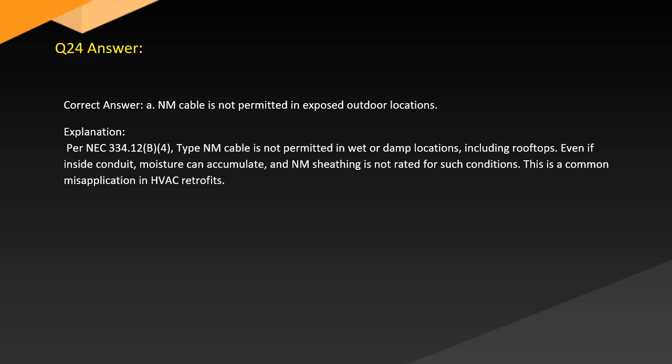Answer. Correct answer: A. NM cable is not permitted in exposed outdoor locations. Explanation. Per NEC 334.12(B)(4), Type NM cable is not permitted in wet or damp locations, including rooftops. Even if inside conduit, moisture can accumulate, and NM sheathing is not rated for such conditions. This is a common misapplication in HVAC retrofits.